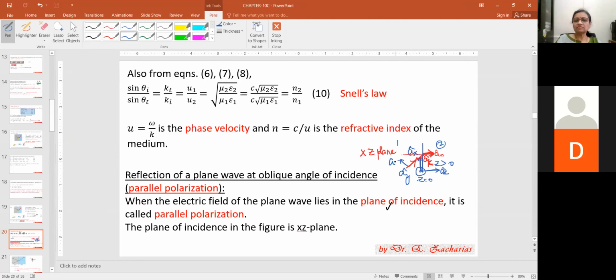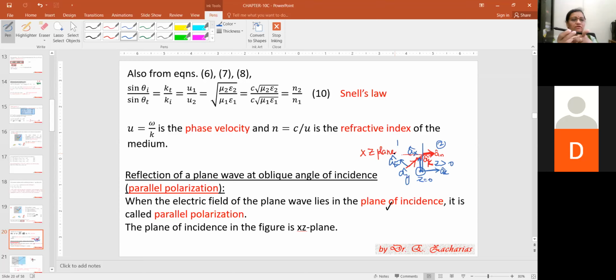If I say that this is my electric field, look at this. I have my plane, this is my k vector. Now I have my electric field. The electric field is certainly perpendicular to the k vector, but it can be like this, or it can even be lying on this particular XZ plane. Can you see that my E vector is perpendicular to the k vector, but it is falling on the plane of incidence?